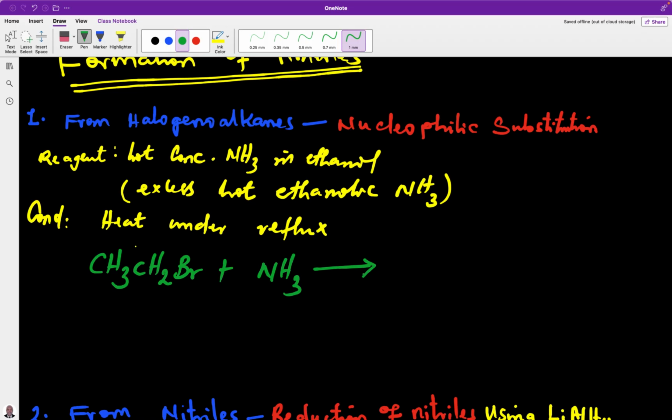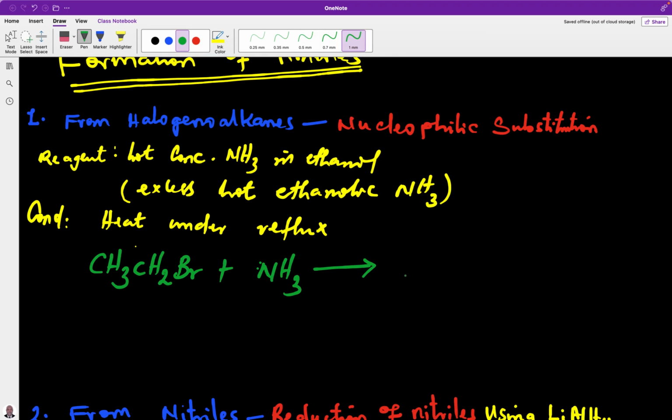It is a nucleophilic substitution. Why do I say it's a nucleophilic substitution? Because the ammonia is going to be acting as a nucleophile, because nucleophiles are electron pair donors. There is a lone pair of electrons on the nitrogen in ammonia. So when there is heterolytic fission, the hydrogen goes, the bromine goes, and the nitrogen will be donating electrons there.